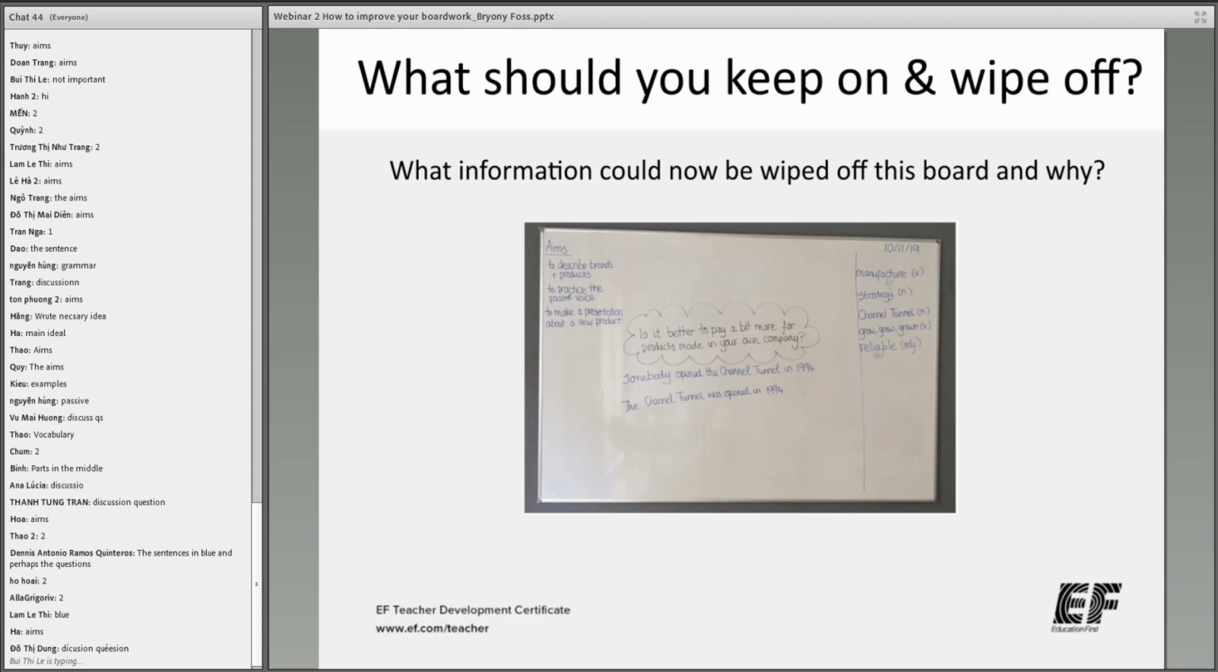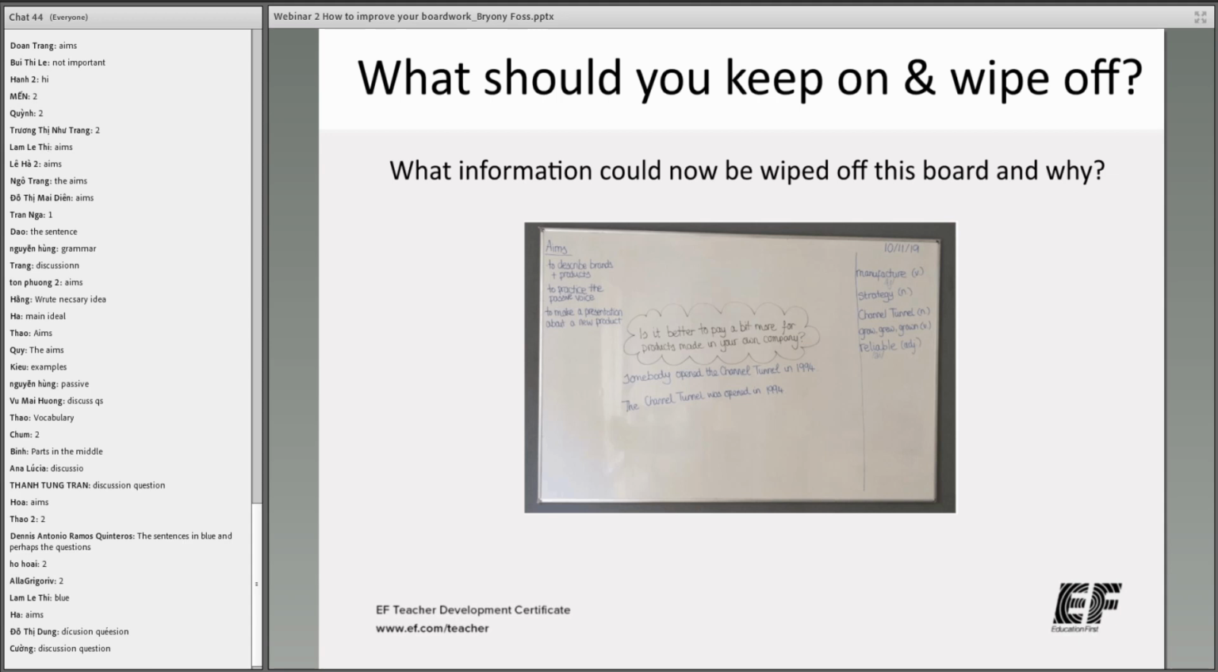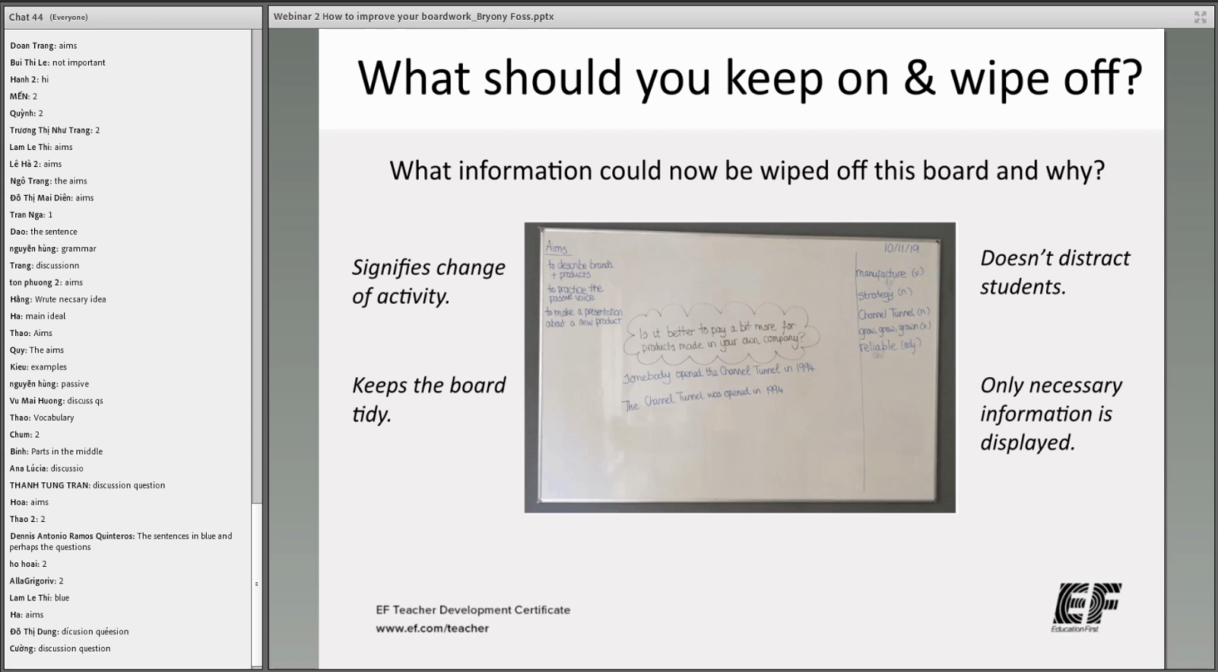Remember that you can include this type of information if you make a board plan to use in class. In your board plan, you can show that you're going to take off the discussion question before the next stage of the class. However, so these are some different ideas. Doesn't distract students. Only necessary information is displayed. It keeps your board tidy and it signifies a change of activity.